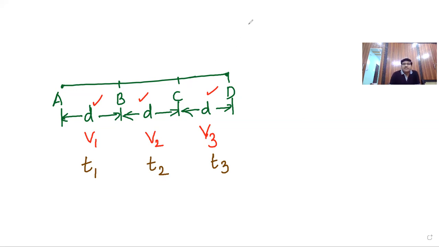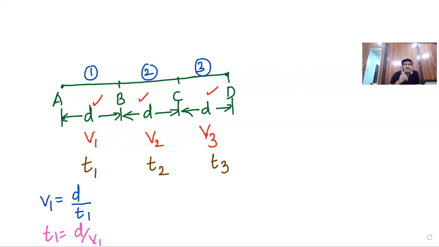So to get the time, let us say this is the first case, this is the second case, this is the third case. First case, I am applying the speed formula. What is the speed in the first case? V1. Speed is distance by time, D by T1. Now from this, what is T1? T1 is D by V1.